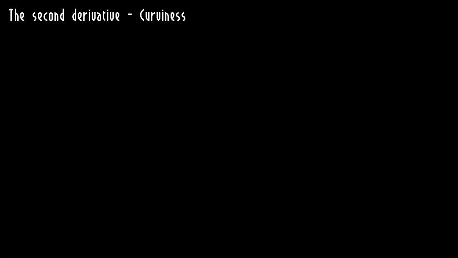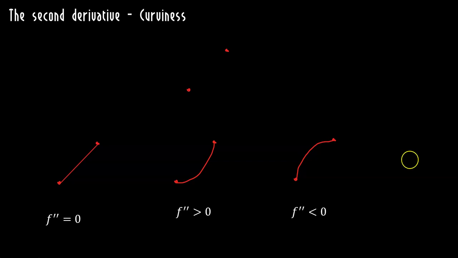The second derivative tells me about curviness. Now suppose you know the function is increasing. How do you connect the dots? You can either draw the line straight, you can bow this way or bow that way. What's the difference? Well, the first one, the second derivative is 0. The second one, the second derivative is positive, and the third one, it's negative. The first one is just a straight line, but the other two are curvy. The second derivative is positive, you have concave up, and the second derivative is negative, you have concave down.